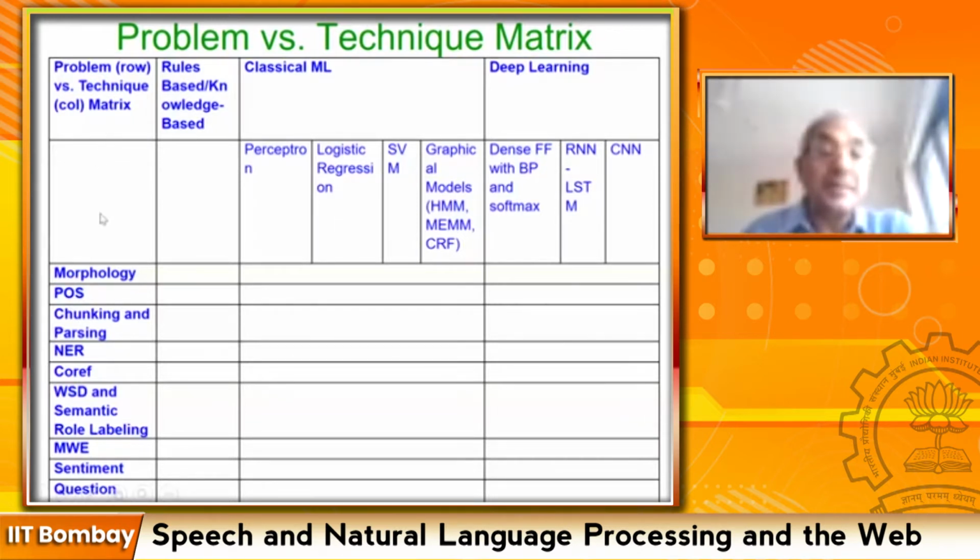And on the problem axis, we have morphology, part-of-speech tagging, chunking, parsing, named entity recognition, co-reference resolution, word sense disambiguation and semantic role labeling, multi-word extraction, sentiment and emotion, question answering, and machine translation, which of course falls below the screen. So these are the major tasks with respect to language processing and major approaches with respect to technique. So this is the task versus technique matrix.